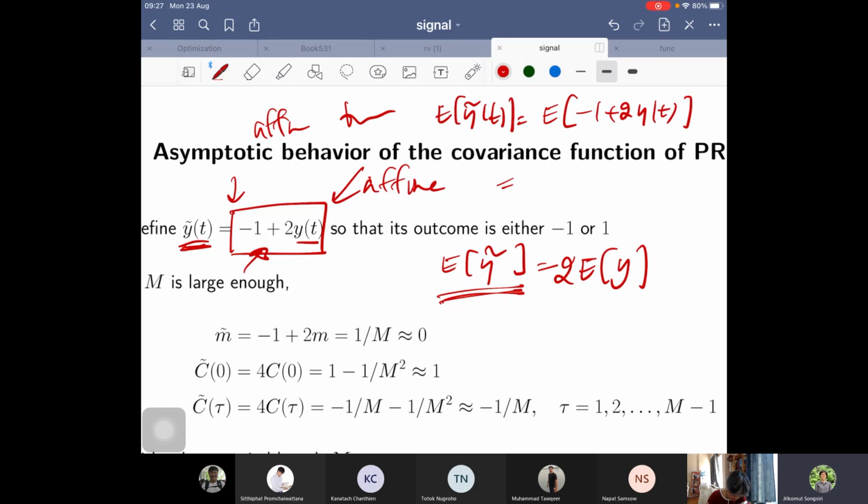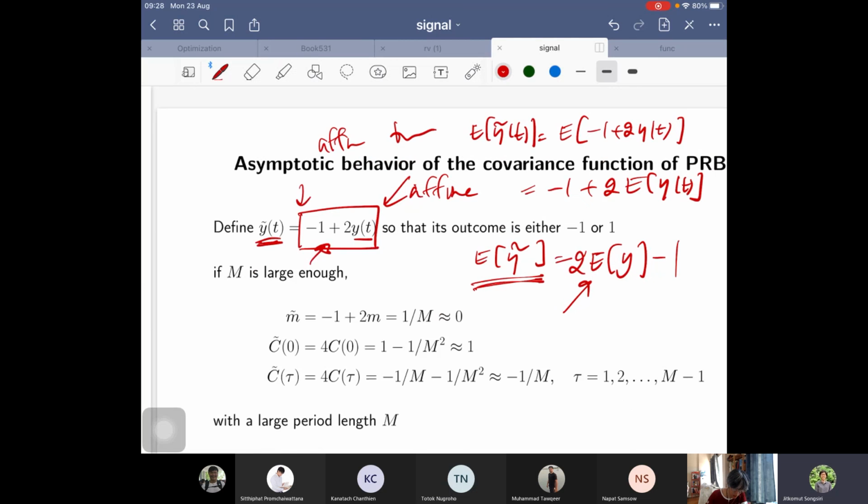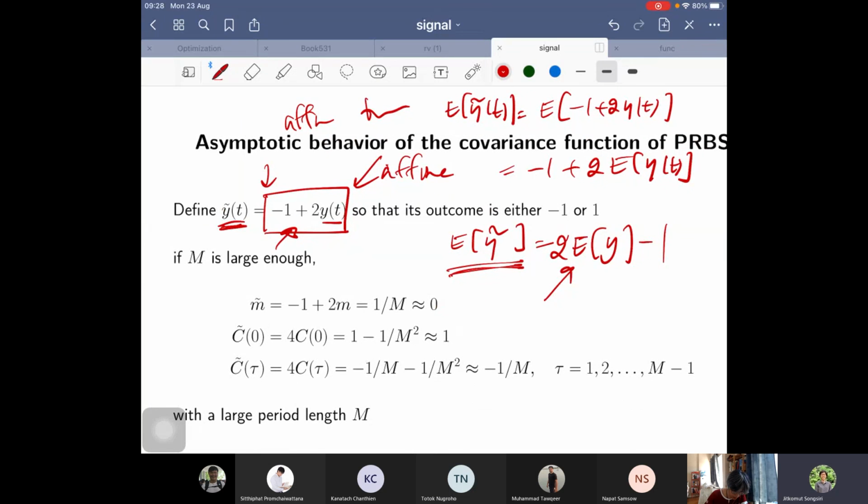And that gives you, this is not correct, your answer. The expectation of -1 plus 2yt is of course -1 plus 2 times the expectation of yt. The mean is actually given by the same affine transformation taken on the mean of y. Please also review that.